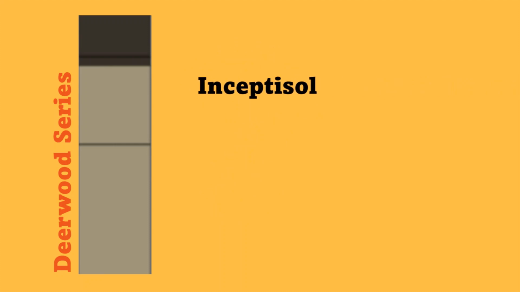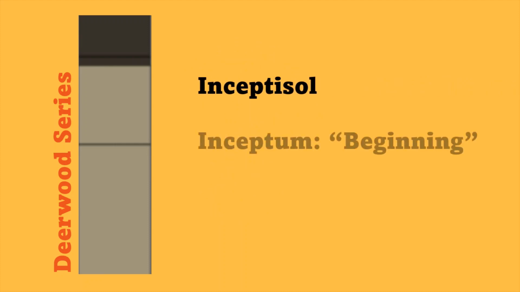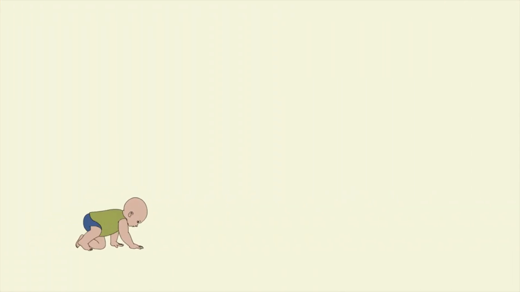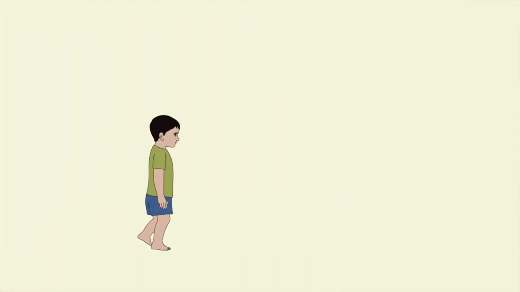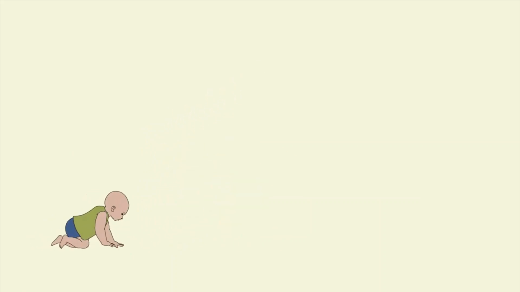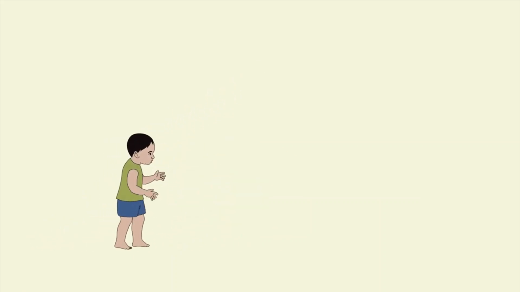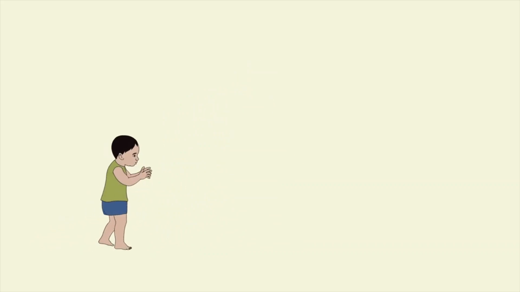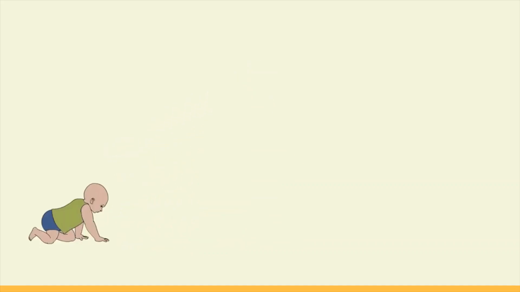So what about our Deerwood series? This series is an inceptisol. This comes from the Latin word inceptum for beginning. This is because inceptisols have minimal horizon development, thus they are just beginning to grow up. They are more developed than entisols, which we can imagine as the baby here, but still lack the features that are characteristics of other soil orders.